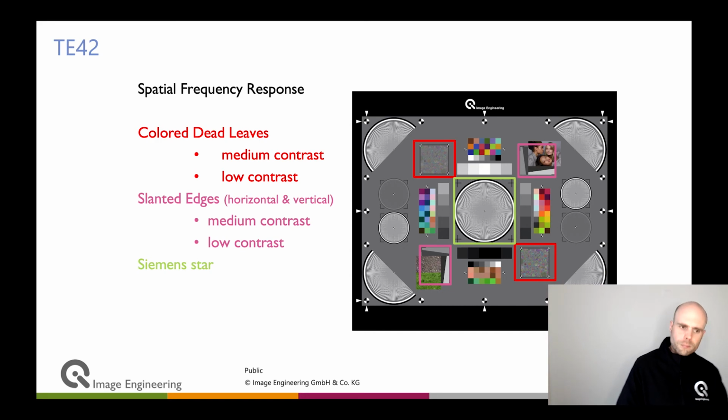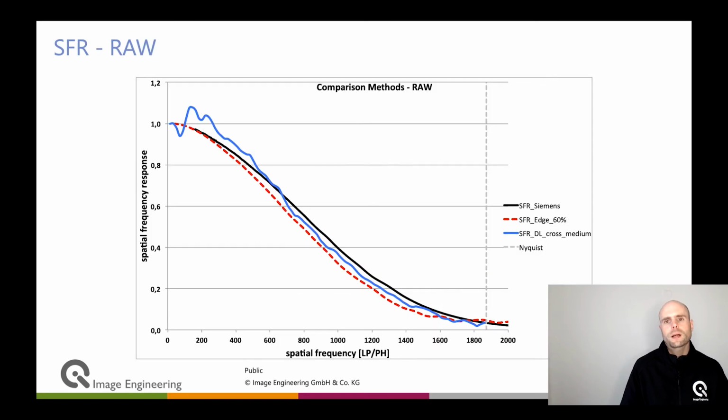For example, here we have a T42 multi-pose test target where we have a dead leaves pattern in 2 different contrast levels, slanted edges in 2 different contrast levels, and a Siemens star. If we take raw data, we can see we nearly get the same results. So raw data, no processing, it doesn't really matter. There you can use all of them.